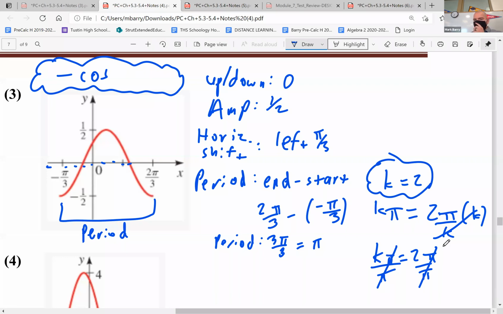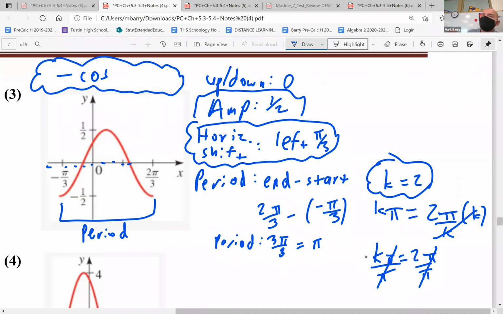So once again, going back to that first step, some of you may have seen that at the beginning and said, okay, k's got to be 2, and that's fine. All right, so this one's a little trickier, but let's see if we can write an equation here. We need a negative cosine equation with an amplitude of 1/2, a horizontal shift of pi over 3, and a k value of 2. So all of that, 4 pieces here. I'll give you 15 seconds, see if you can do it.